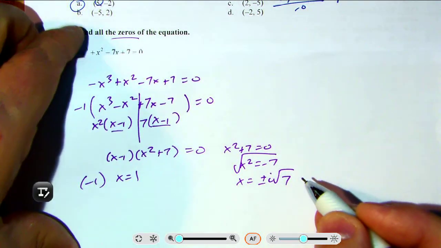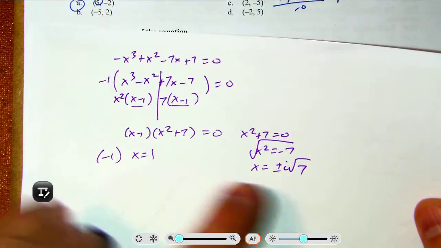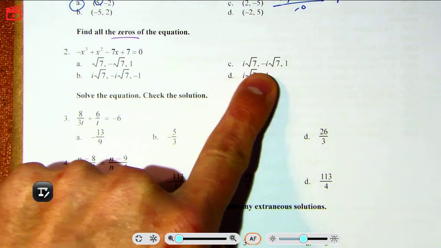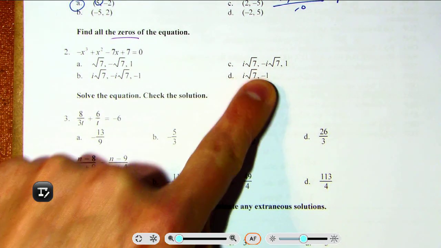So let's take a look at our answers. We should have 1 and plus or minus i rad 7. But what are the answers? Is it 1 plus or minus i rad 7? Yep, there it is. The answer is C.